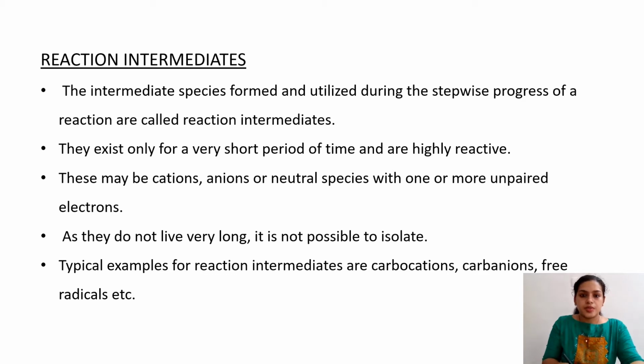These are the intermediate species formed and utilized during the stepwise progress of a reaction. They are formed and then utilized in the reaction, and they exist only for a very short period of time and are highly reactive. They could be cations, anions or neutral species. As they do not live long, it's not possible to isolate them. Only the most stable ones could be isolated so far.